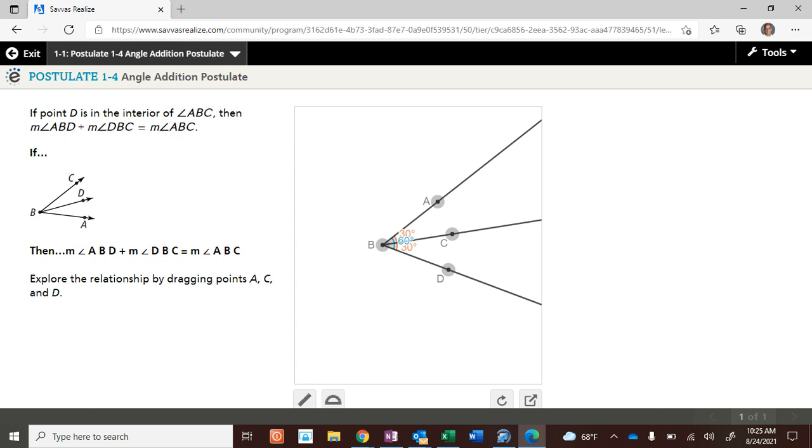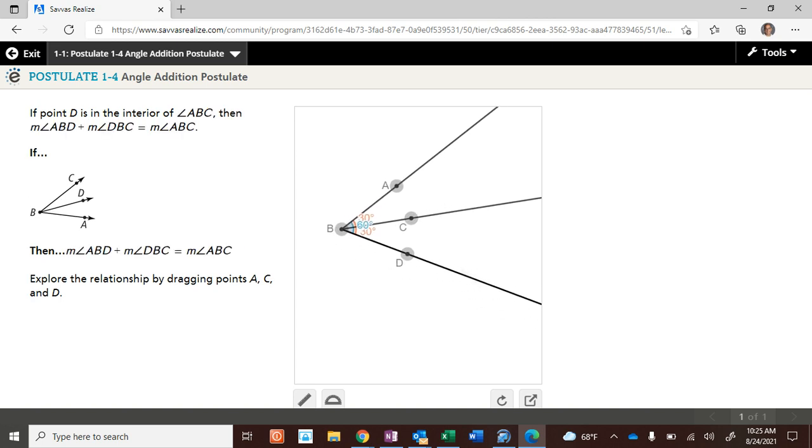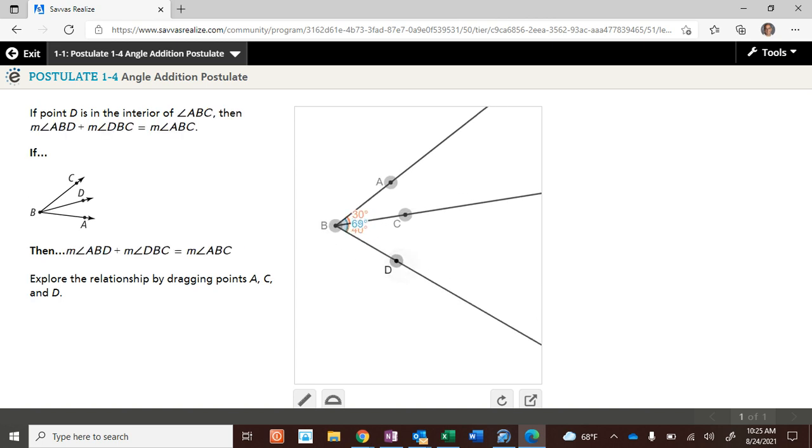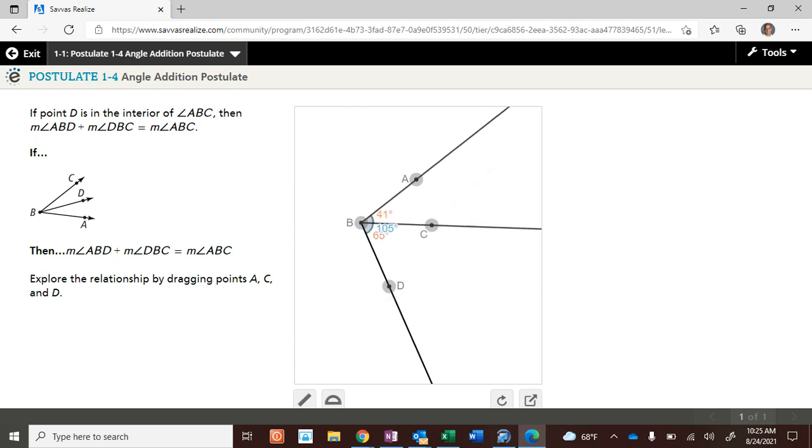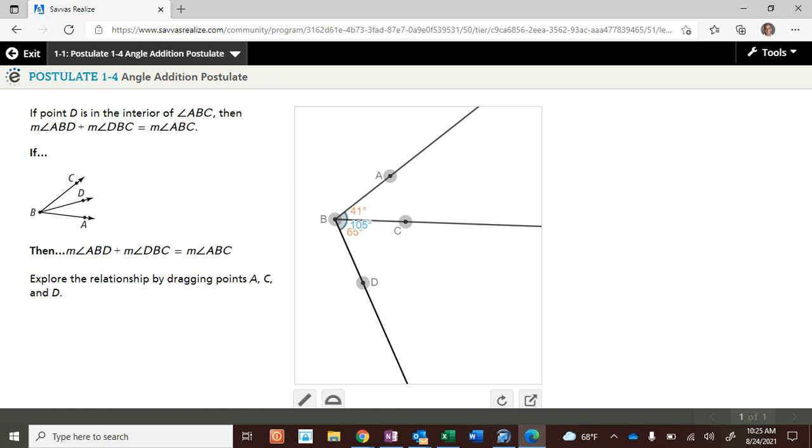So the angle addition postulate is like the segment addition postulate. You can take one of these points and move it out a little bit. Oh, come on. Now I did it. Now you can't see the numbers. All right. So the angle addition postulate just says one smaller angle plus one smaller angle equals a whole big angle together. 41 plus 65, 60, that should say 64.